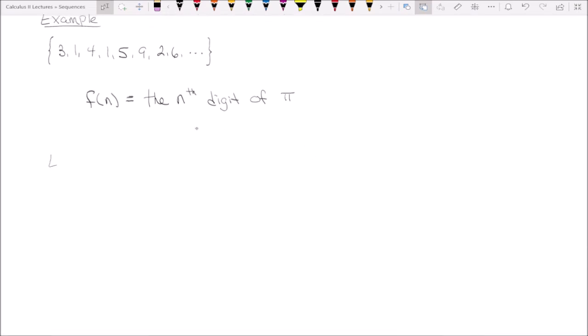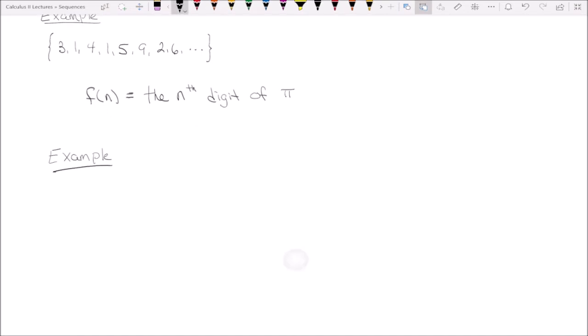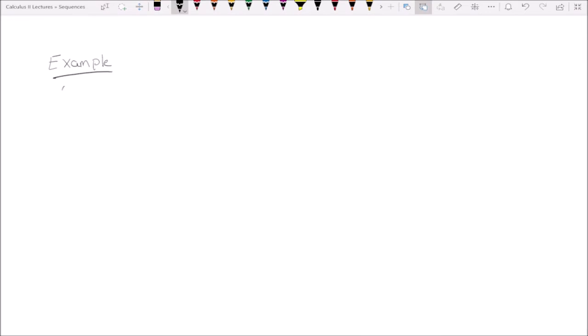One of the most famous sequences is a recursively defined sequence. And it's this sequence right here. Right. This sequence is the Fibonacci sequence.